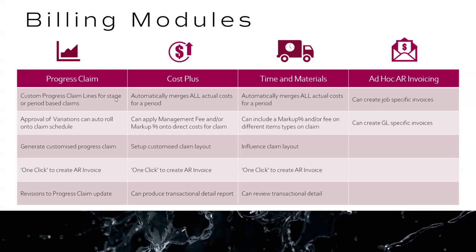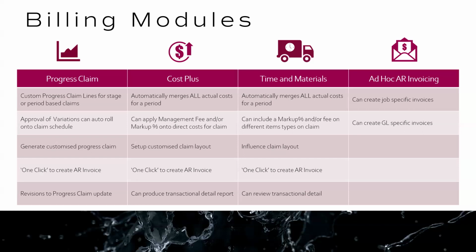Likewise, you can set it up for stage. Traditional stage-based claims is the old house scenario, which most people probably don't use, but it's the concept of having your foundations, then you have your frame, then you have your roof, then you have lockup, etc. Period-based claims is usually your monthly claims. So you're charging this client each month for the percentage of work that's been completed or you believe has been completed to date.